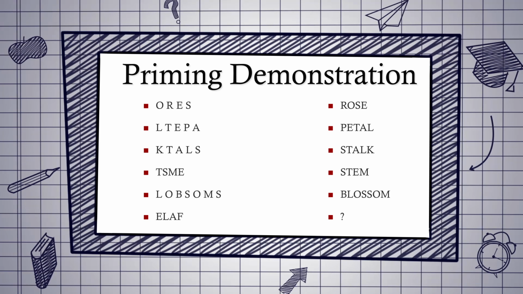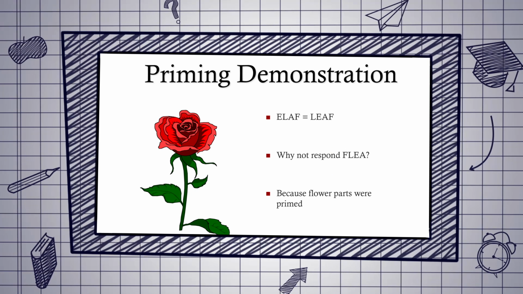What is the last one? Actually, if you try to solve the last anagram puzzle by itself, it can be unscrambled as either leaf or flea. But if you have been doing the other anagram tasks before this one, you're more likely to answer with the word leaf. This is called priming.